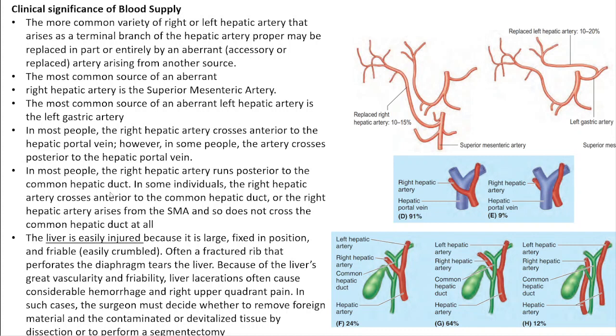Okay, so then there is that the liver is easily injured because it is large and fixed in position and friable, that is, it's comparatively soft in texture, and often a fractured rib that perforates the diaphragm tears the liver. Because of the liver's great vascularity and friability, liver lacerations often cause considerable hemorrhage and right upper quadrant pain. So in such cases, the surgeon has to decide whether to only remove the foreign material and the contaminated or devitalized tissue by dissection, or if there is extensive damage, then he might have to undertake a lobectomy or a segmentectomy as well.